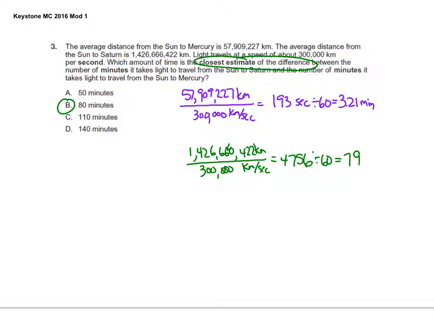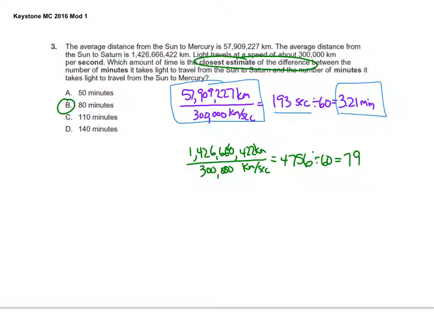Looking at this problem, it has a lot of big numbers in it. So take some time and think about what it means. If you're given a distance and you know the average speed of that light per second, I divided those out initially, going through the information from the sun to Mercury, and figured out it was 193 seconds, then divided by 60 to figure out how many minutes that would be. Did the same thing for Saturn. This just becomes a calculator problem. You actually have to stop and think about what it is. Am I dividing? Am I multiplying?